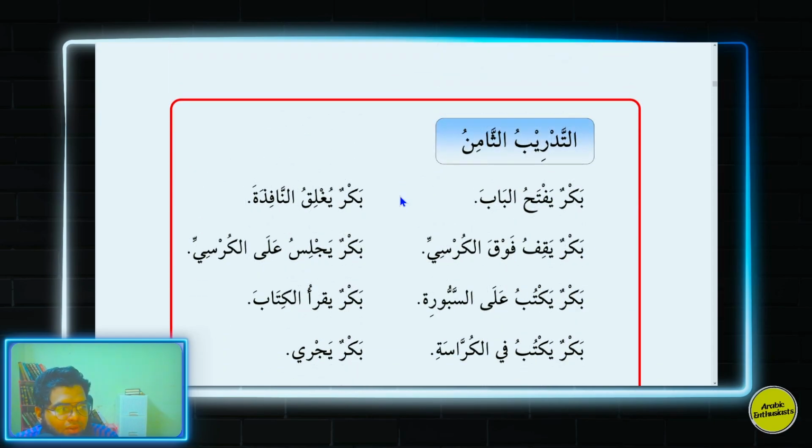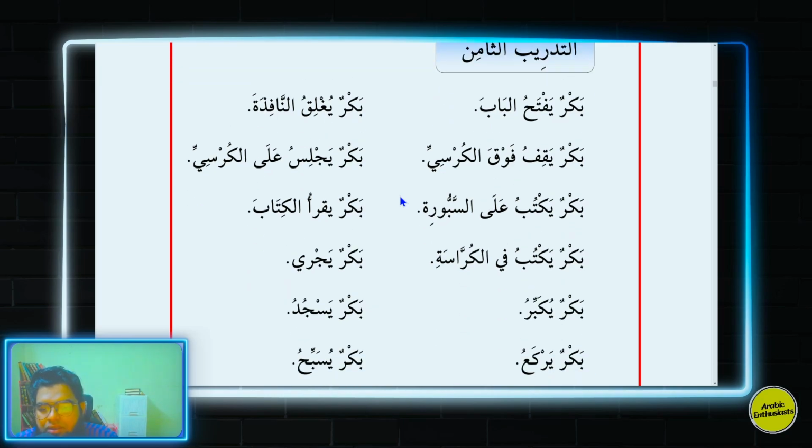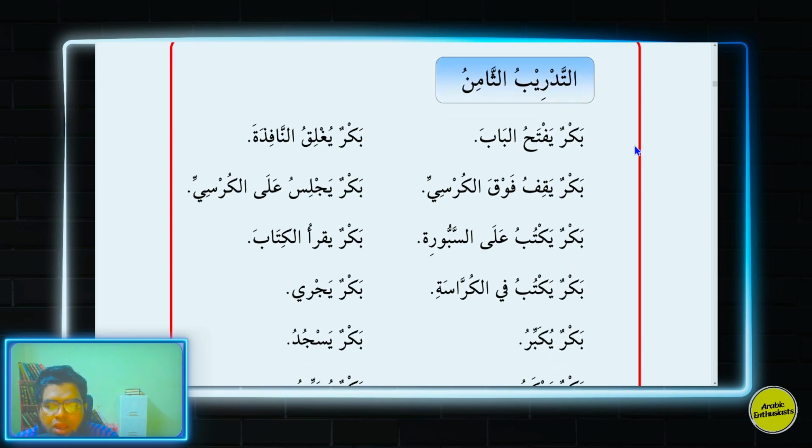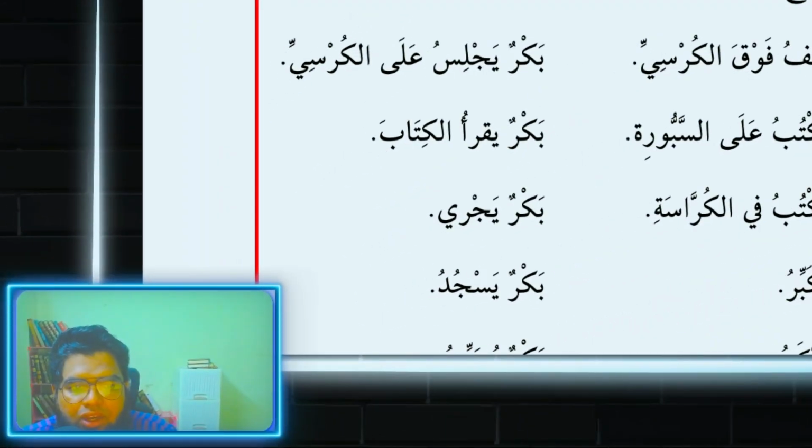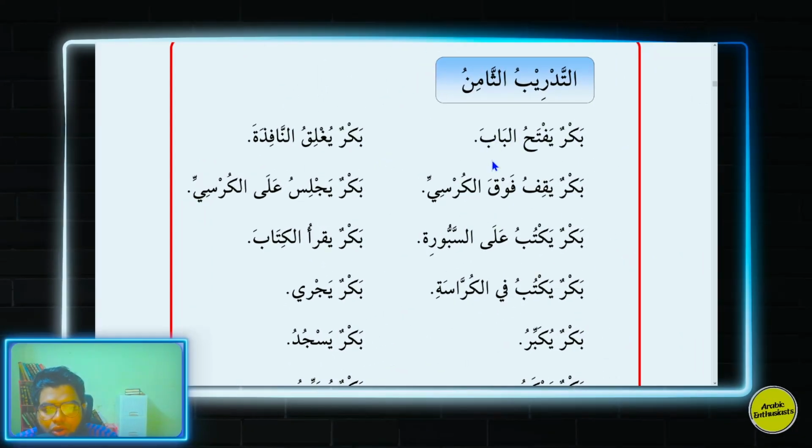Okay, now he's using those verbs in a sentence in this 8th unit, or 8th exercise, sorry. Bakrun yaftahul baba. Bakr opens the door. So anything which receives the action takes a fatha. It's called mafulun bihi, or object of a verb. That's why it takes a fatha.